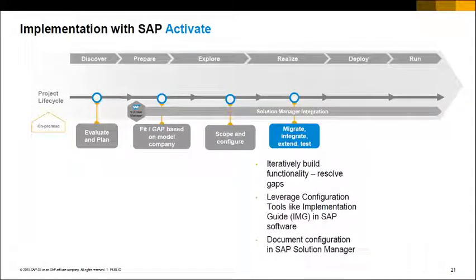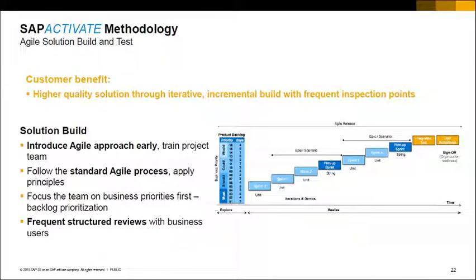And as we progress through the phases, in Realize, we are in Realize now, we iteratively build the functionality to resolve the gaps, as we had identified earlier. And of course this is done using IMG and maybe custom programs. So in the solution build, they use the agile approach, and generally agile follows the concept of a sprint, where the scrum team works together to build a deliverable object.